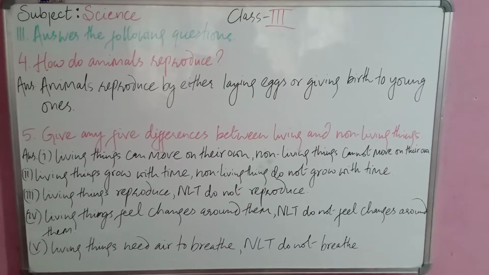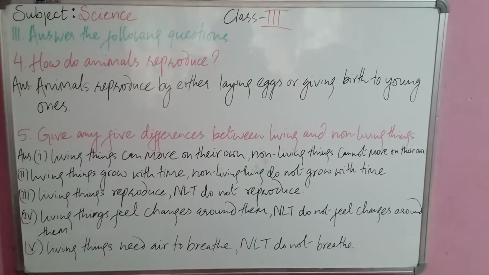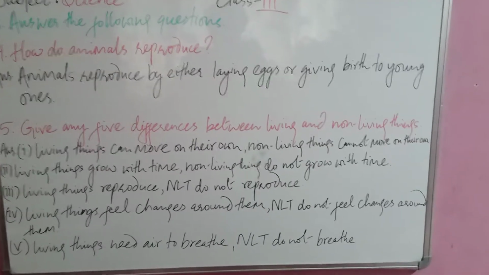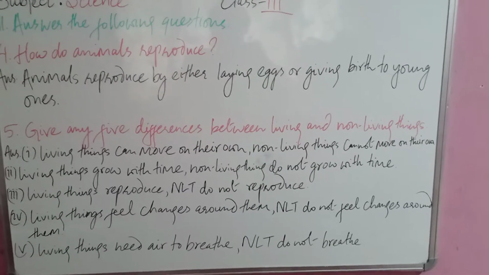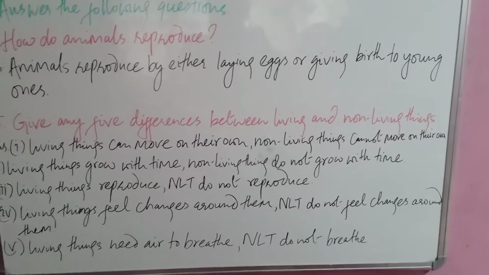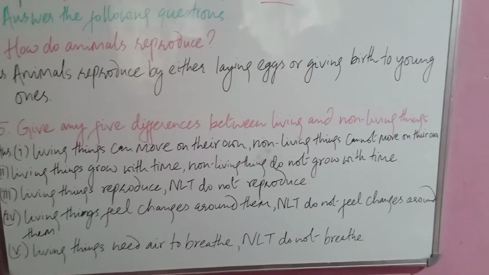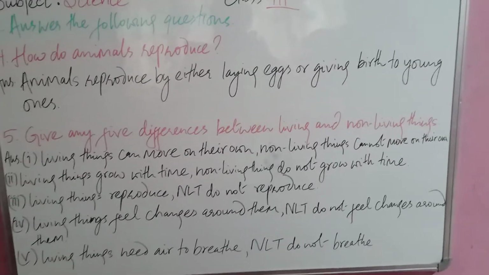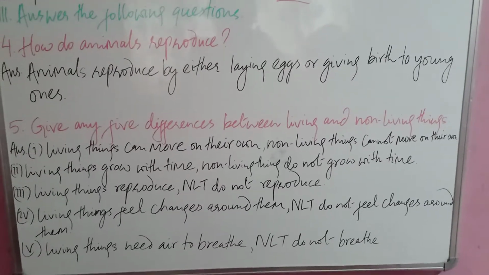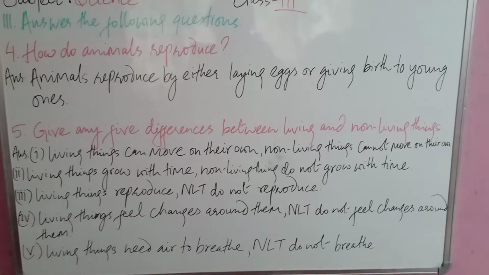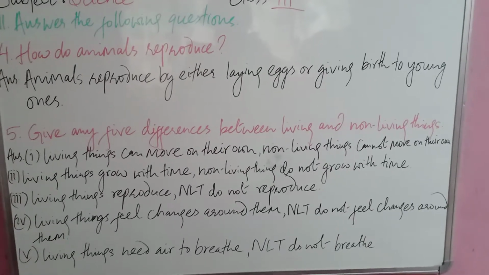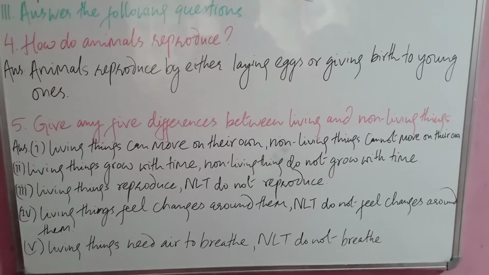And then we have question number 5, give any 5 differences between living and non-living things. So you have to write 5 differences. Number 1, living things can move on their own, non-living things cannot move on their own. Number 2, living things grow with time, non-living things do not grow with time.